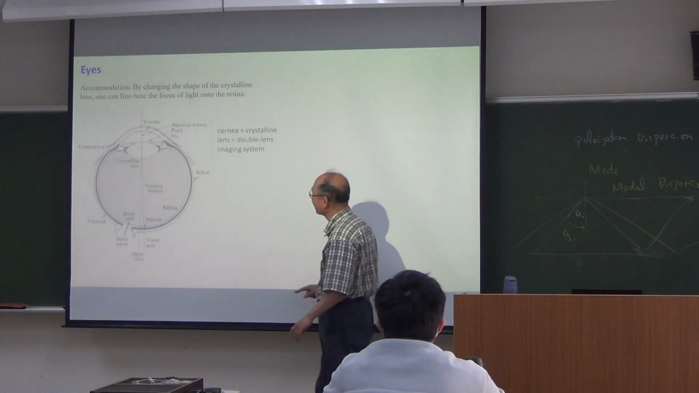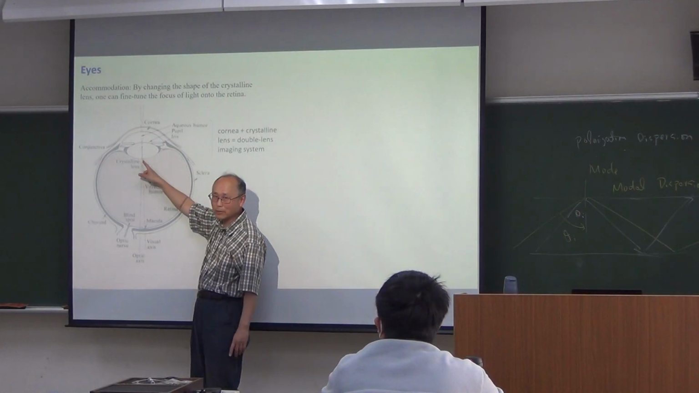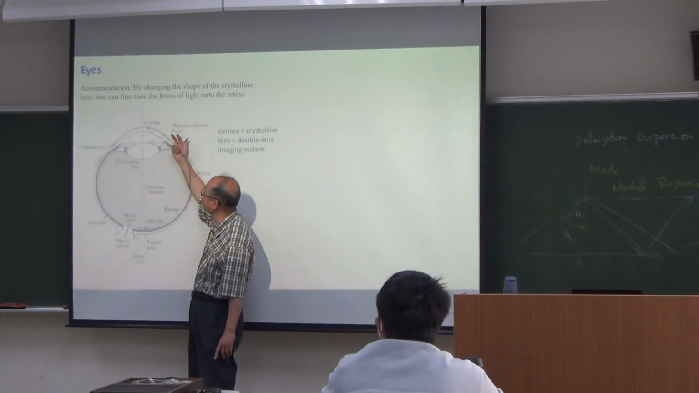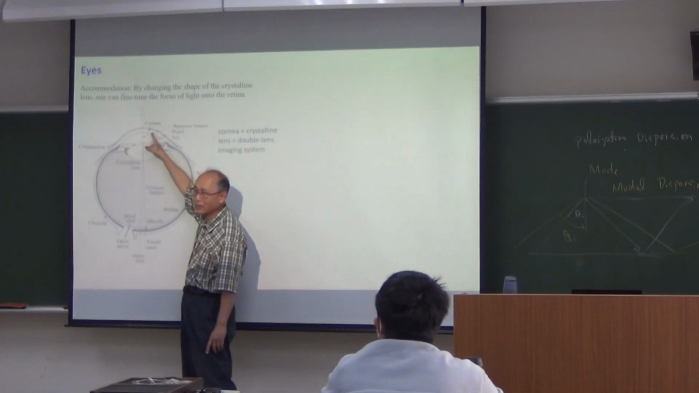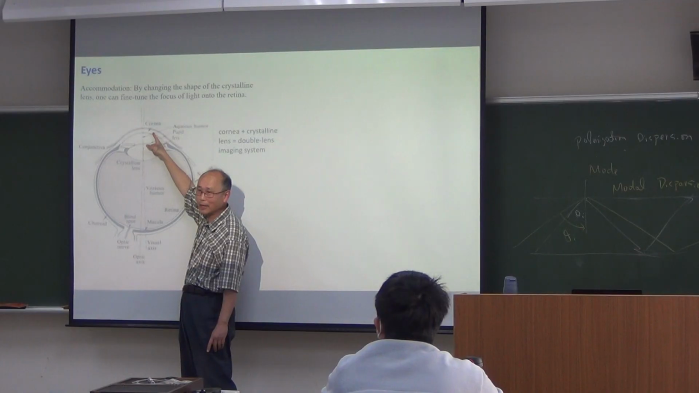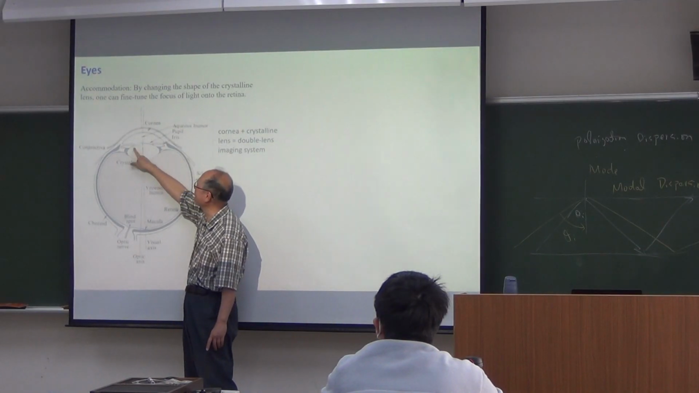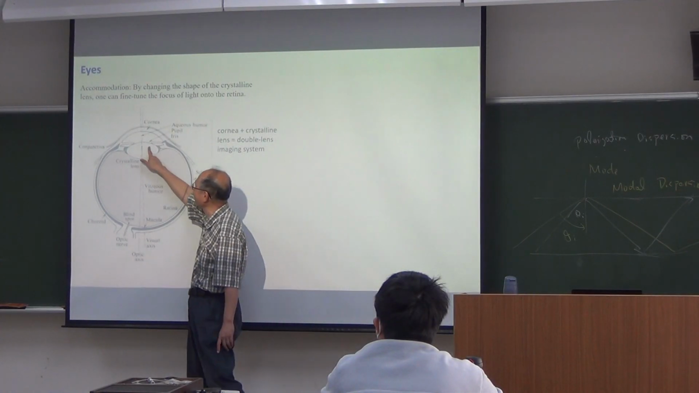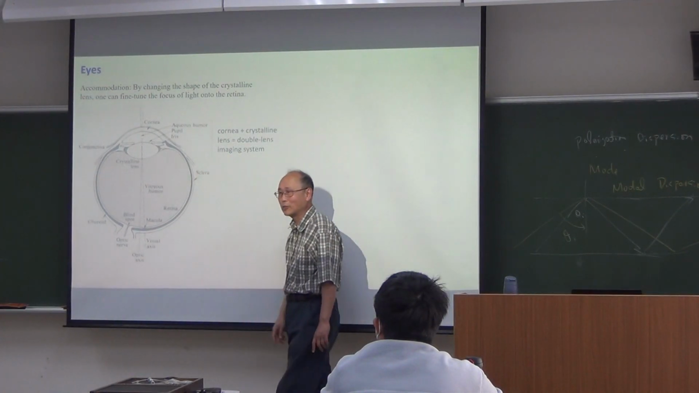Okay, anyway, your eye is an optical system consisting of two lenses right here. The one exposed to air is the cornea, and then the second part is the crystalline lens. And this is doing the primary function of the image.